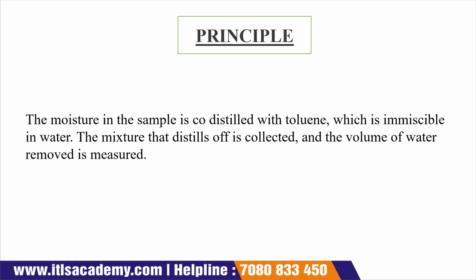Now the principle behind this: the moisture in the sample is co-distilled with the toluene, which is immiscible in water. The mixture that distills off is collected and the volume of the water removed is measured. Now what do we have to do? We take a sample like basil, and this basil is co-distilled with the toluene, which is immiscible with the water, and the distilled mixture is collected, and then the volume of the water removed is measured.